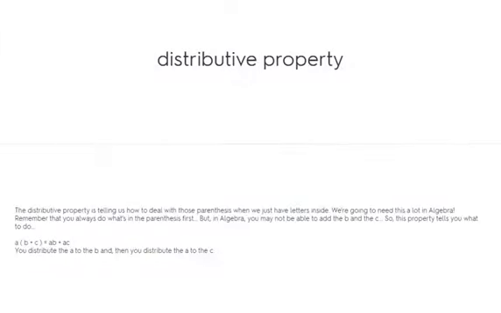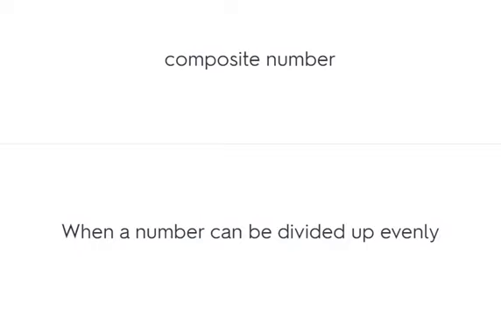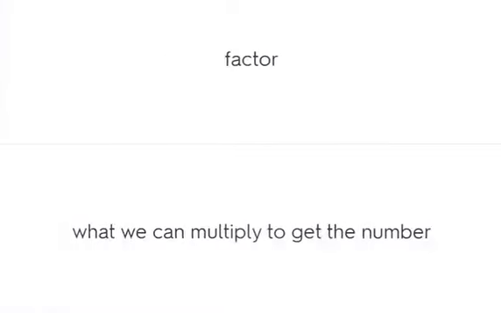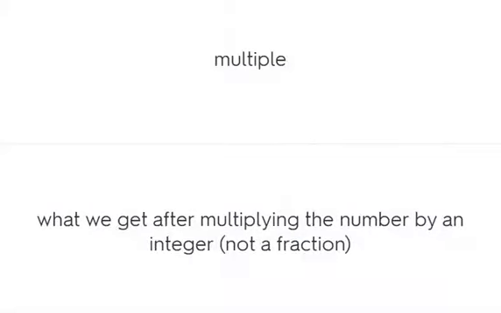Distributive property. Prime number. A natural number greater than 1 that has no positive divisors other than 1 and itself. Composite number. When a number can be divided up evenly. Factor. What we can multiply to get the number. Multiple. What we get after multiplying the number by an integer.